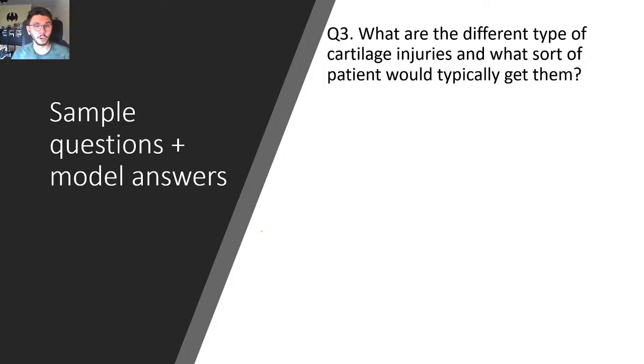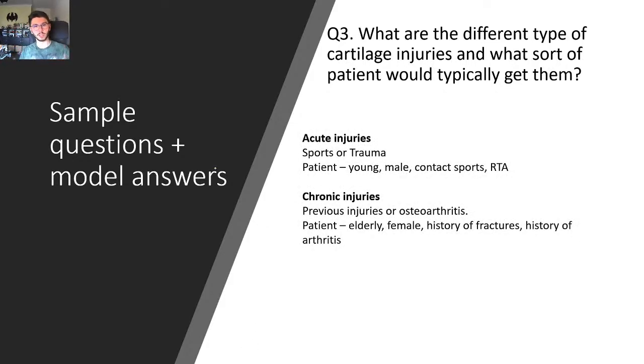So we move on to cartilage injuries. What are the different types? What's the typical patient? As with any injuries, we have acute and chronic. For muscular stuff, always think of something that happens immediately and something that happens over a long time. Acute injuries are from sports or trauma, whereas chronic is like previous injuries or osteoarthritis. Acute injuries usually happen in younger patients, whereas chronic develop over time, so you usually have to be older for that. So the typical patient for a cartilage injury is a young male, contact sports, or a road traffic accident. That's the sort of history you're looking for.